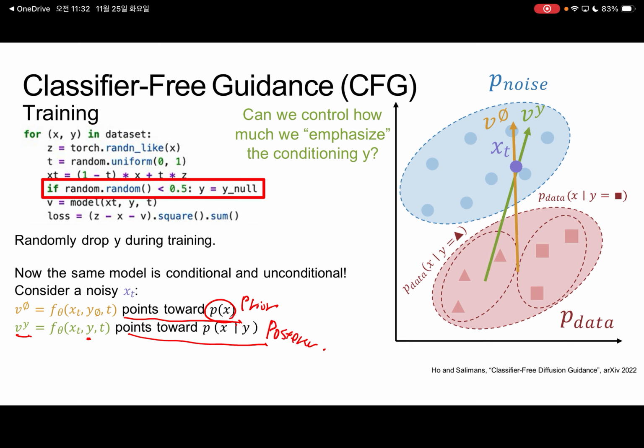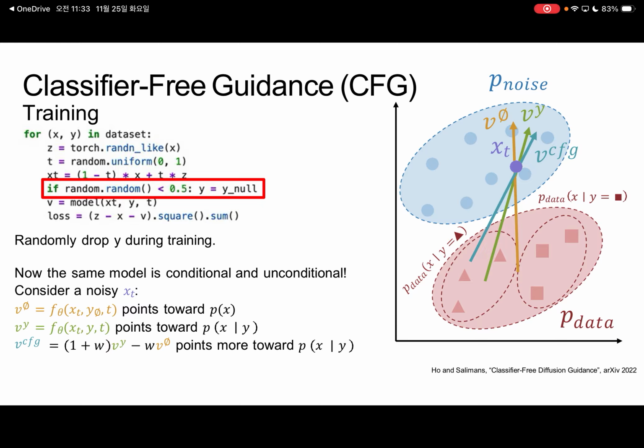Prior distribution in Bayesian rule, without any observation, without any condition. When y is set to y null, the vector points towards the prior distribution, and when y is used, it points toward the posterior. So we have two vectors, right? We have two vectors. And CFG is from classifier-free guidance. CFG is just a linear weighting between Vy and V null.